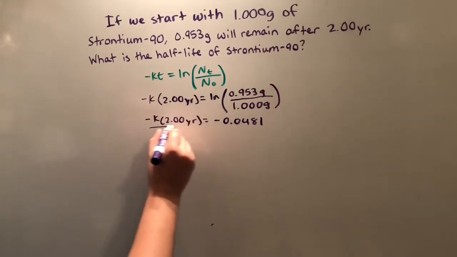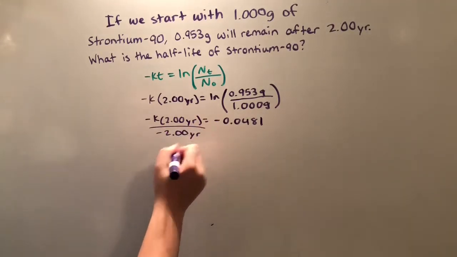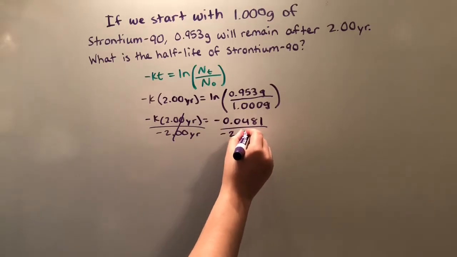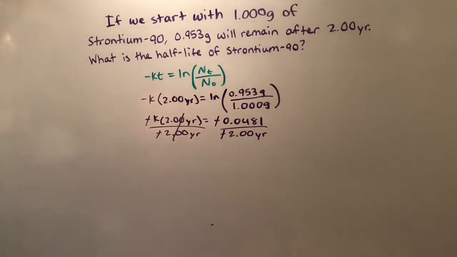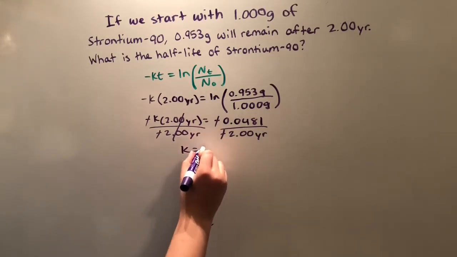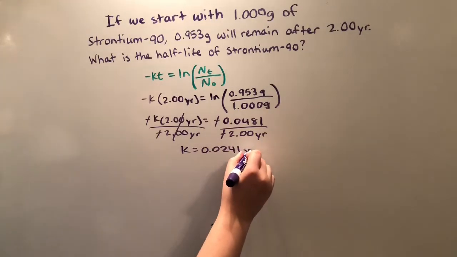To get K alone, we're going to divide by negative 2 years. The negatives will cancel out. Simplifying this further, we're going to get K equals 0.0241 per year.